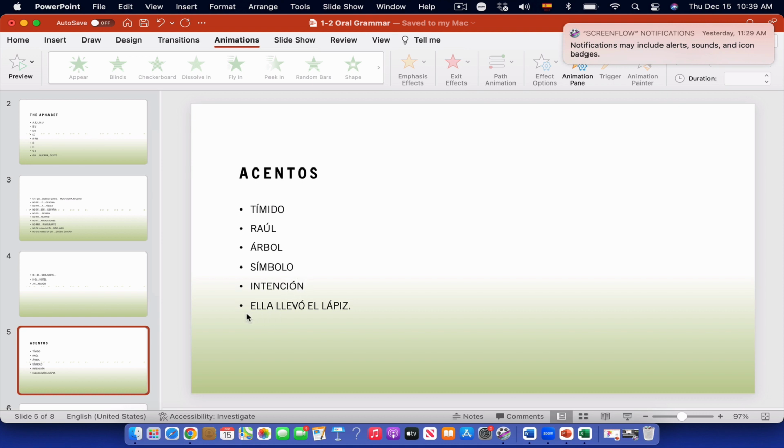And if you see it in a sentence, it's going to be ella llevó el lápiz. So the accent here, llevó, and here lápiz. So you see I stress right there.